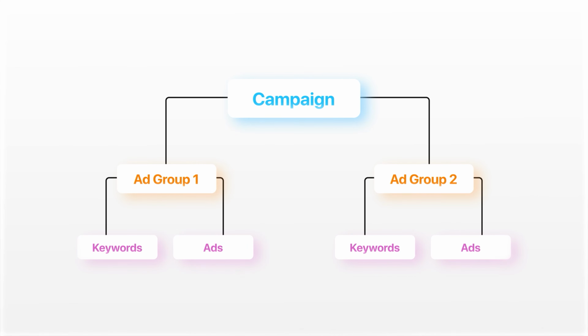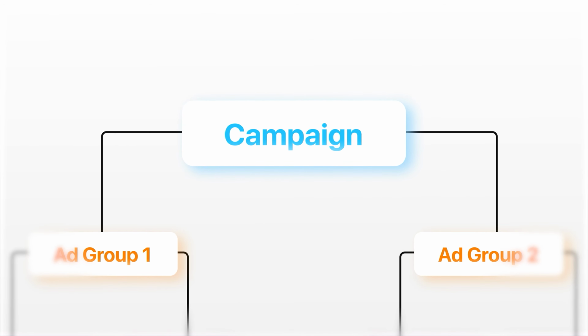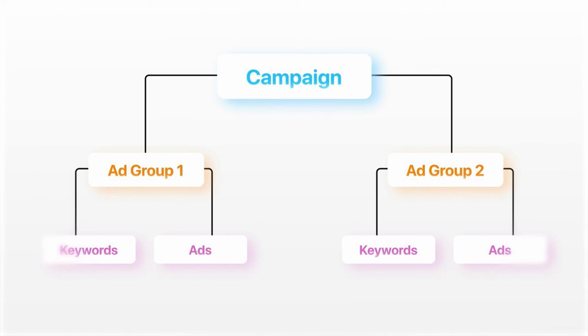So we're going to build this in that exact order. We'll do the campaign first, then the ad groups, then the keywords and ads. And as we go, I'll point out the best practices that actually matter so your campaign stays clean and you understand what's driving your results.